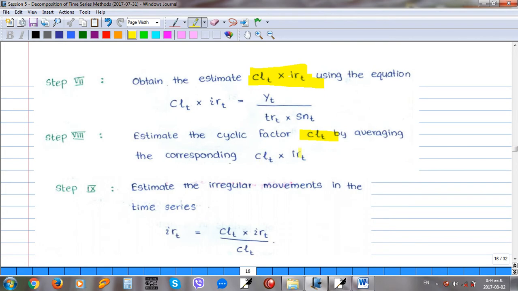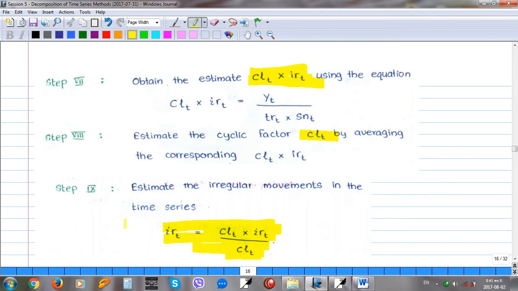Here you need to find the 3-year moving averages to find the CLT. And step 9, estimate the irregular movements in the time series by using this equation: IRT equals CLT multiplied by IRT divided by CLT. Then now you found all the 4 components: cyclic, trend, irregular and seasonal variance. So now it is completed in the multiplicative decomposition model.